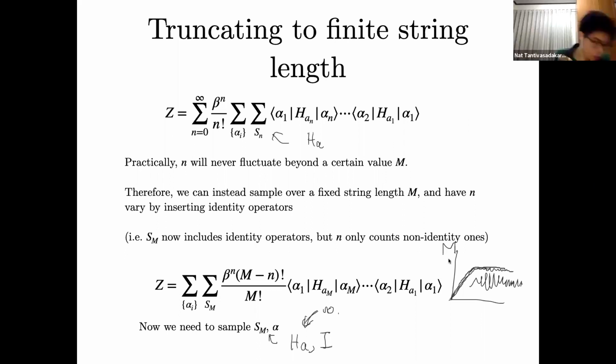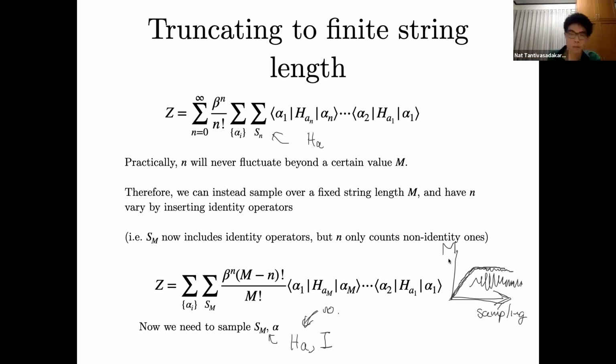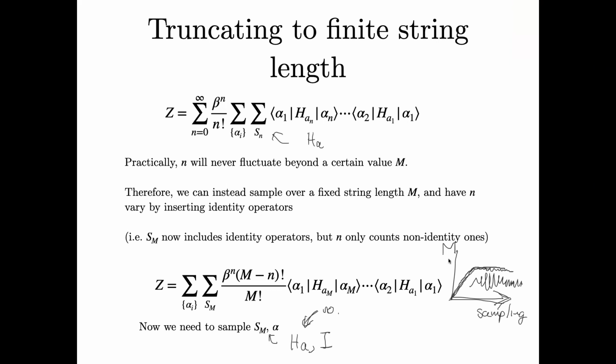Oh, sorry. The x-axis is like the configuration as you're sampling. I see. This is like sampling. Okay, thanks. Actually, I had a related question. You say practically, so it's not exact, it's just a very good approximation, or does it become exact for a large enough value of M?